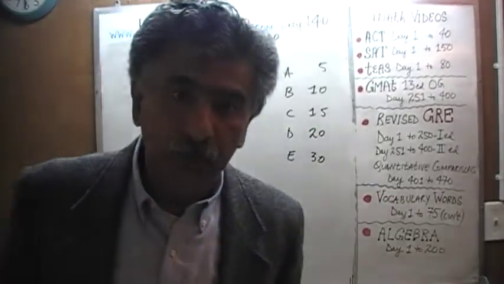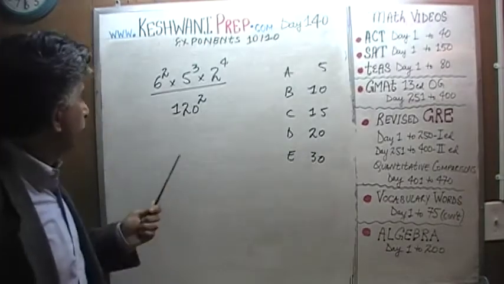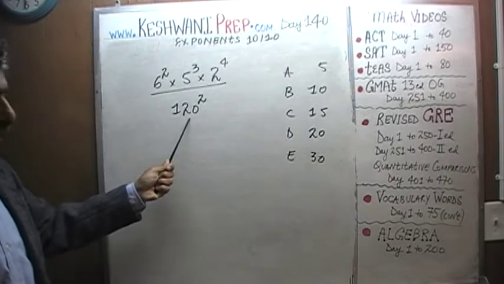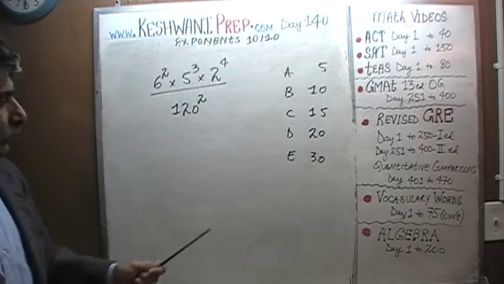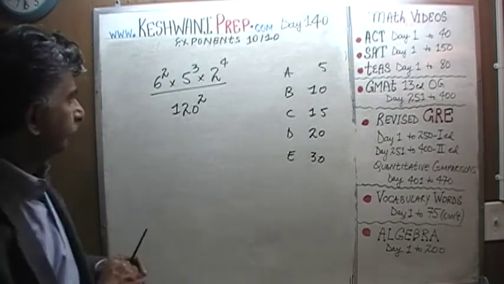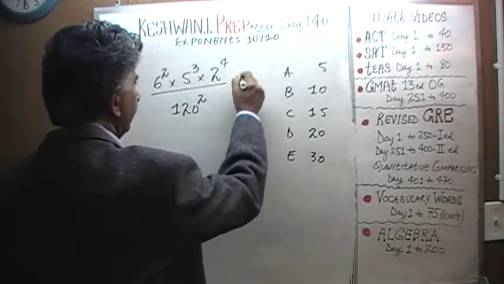The problem for today is already on the blackboard. Let's take a look at it. We are told that 6 squared times 5 cubed times 2 to the 4 divided by 120 squared equals one of these quantities. What's the value of this quantity?